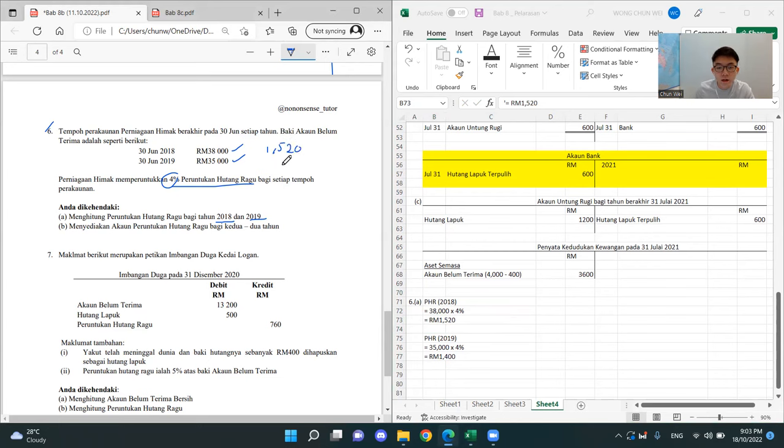So from here, we can see what happened from 2018, 1,520, and 2019 is 1,400. So from 2018 to 2019, this is a drop. It is a pengurangan. Therefore, there is a pengurangan PHR. And when there is a pengurangan PHR, is it a good thing or a bad thing? Of course, it is a good thing, a happy thing. Therefore, it is a hasil. Pertambahan is a belanja. Pengurangan PHR is a hasil. Alright, so we already done A, sudah hitung lah. So 2018, 2019 punya PHR. Now we go to B. You have to menyediakan akaun peruntukan hutang ragu bagi kedua-dua tahun.